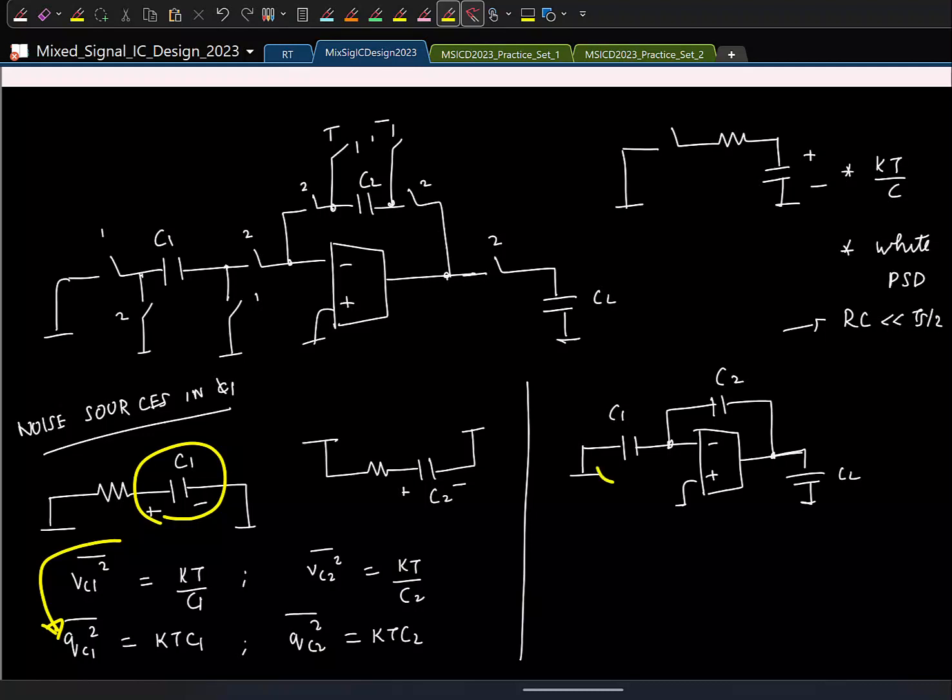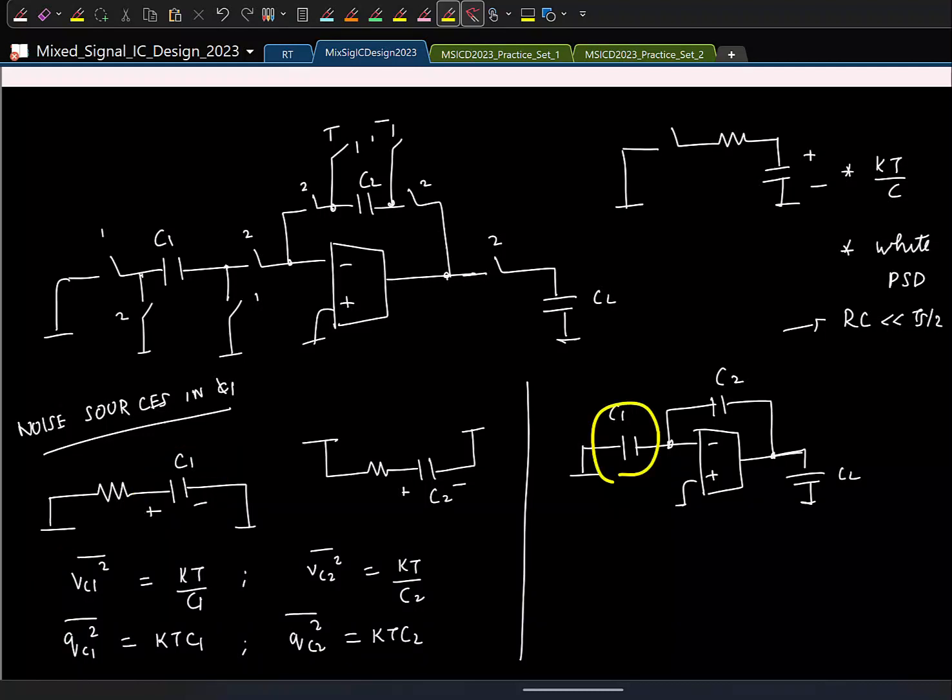In phase 2, what will happen to the charge? It will get transferred to C2. Now C2 already had a charge of QC2. Now this QC1 will get added to it. So this is the total charge. So what is the mean squared value of this charge? It's the sum of the mean squared values. That's because the two noises are uncorrelated. Okay. So this is the total noise charge or the mean squared value of the noise in C2.